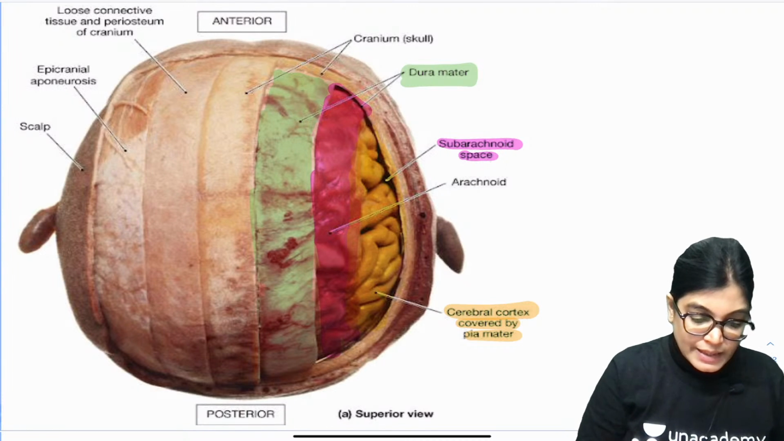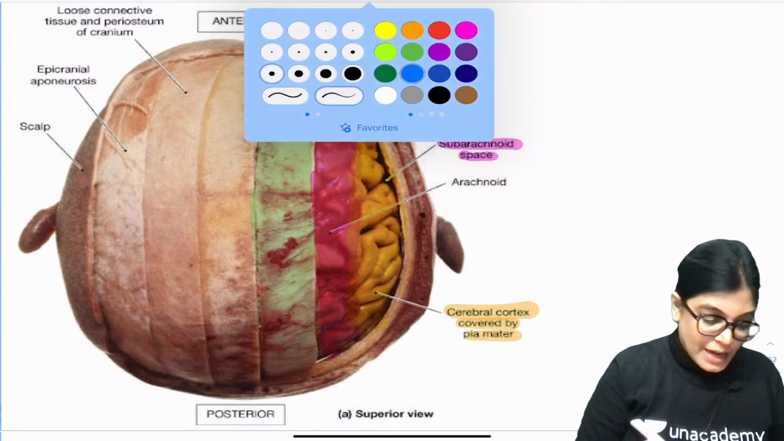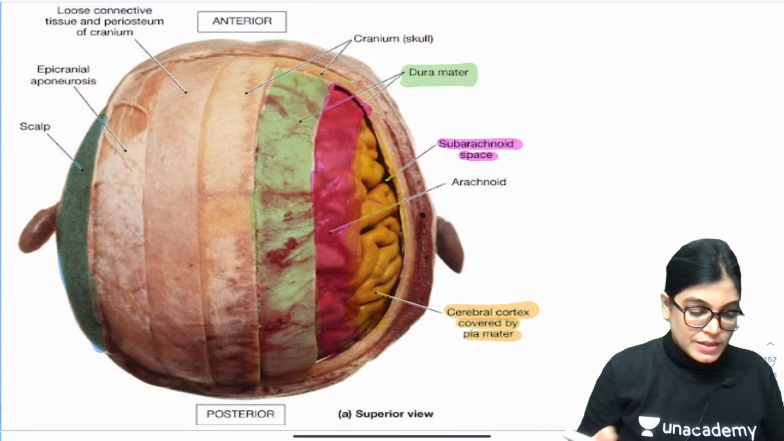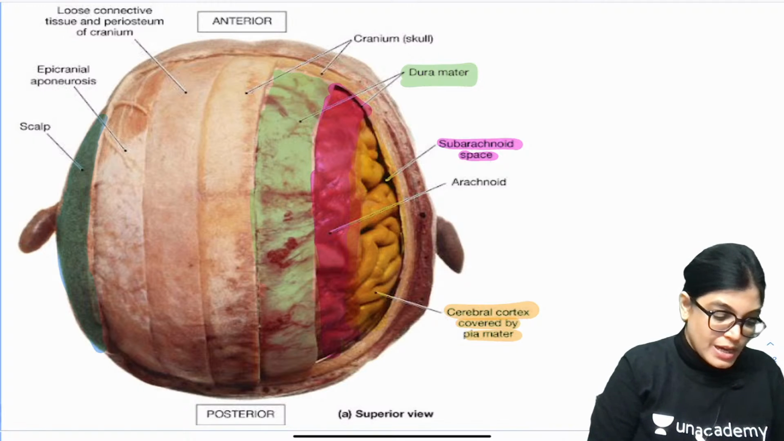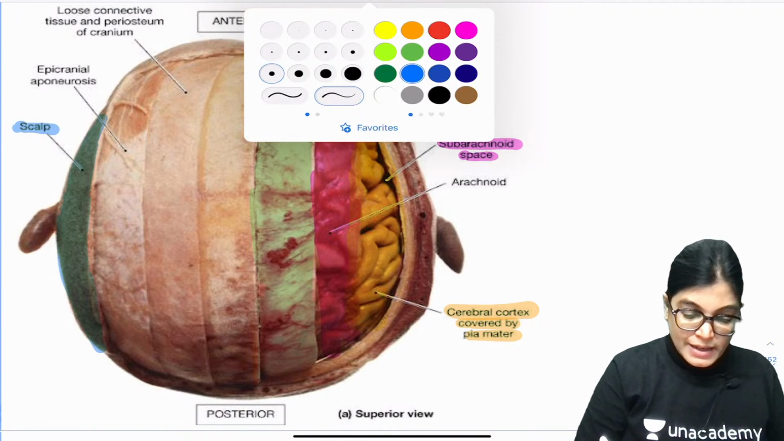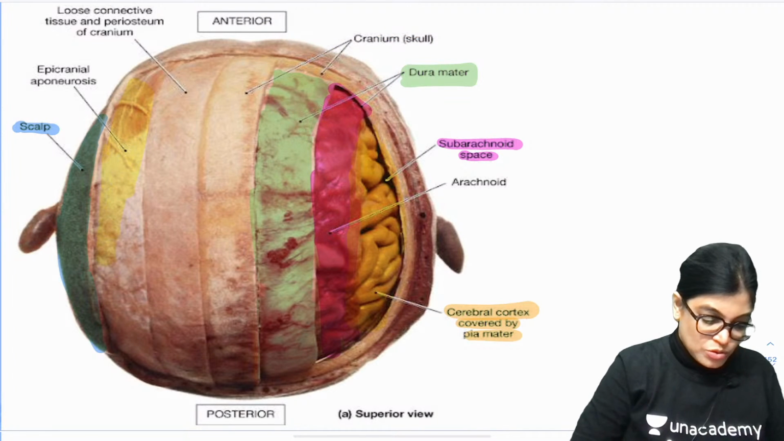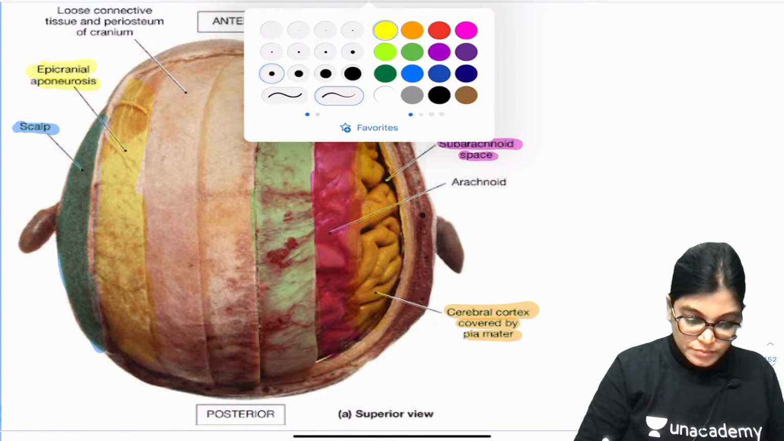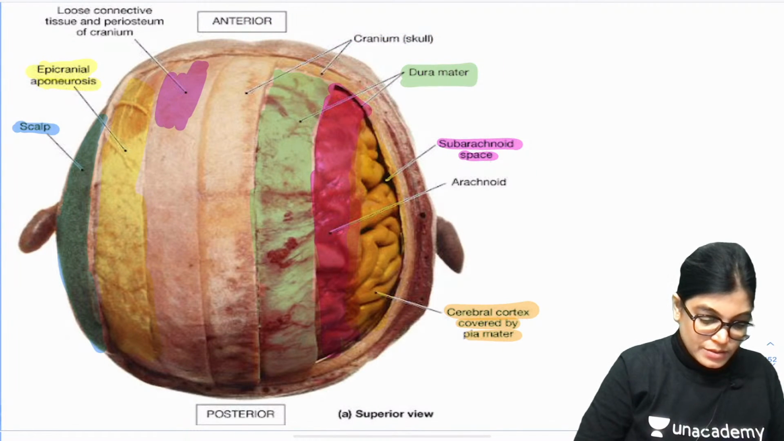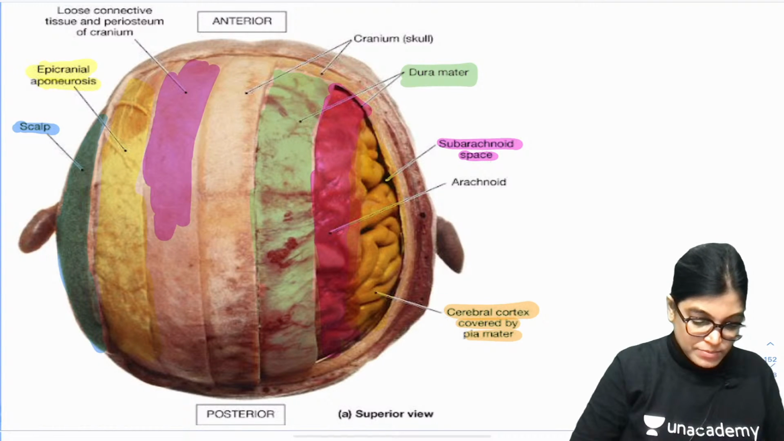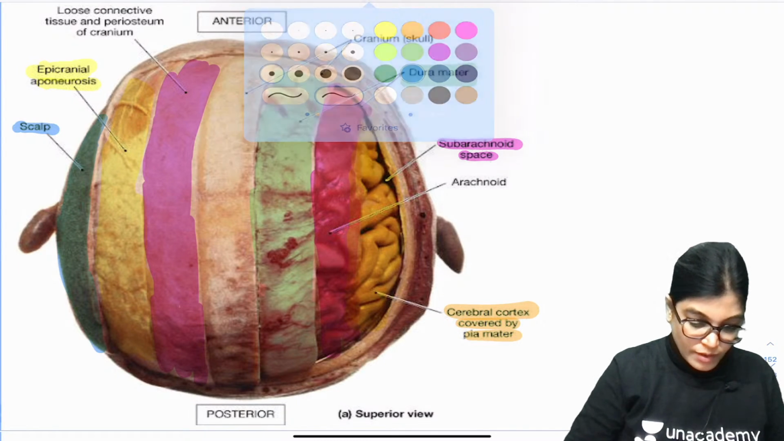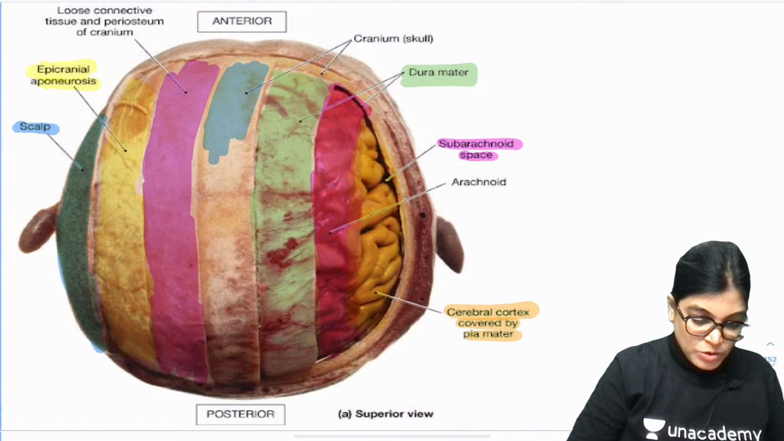Other than that, let me show you the other layers visualized here. This is the scalp, and we know that the scalp has 5 layers. The outermost is the skin and the dense connective tissue enclosed in the scalp, and then you can appreciate the epicranial aponeurosis, the aponeurotic layer. Next is the loose connective tissue layer, which is the 4th layer and the danger layer of the scalp. Next is the pericranium of the skull.